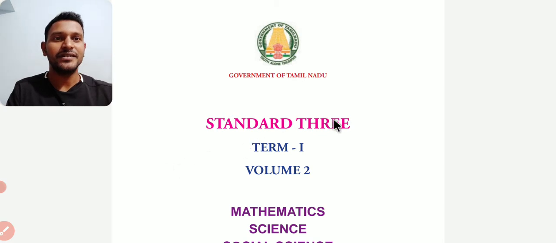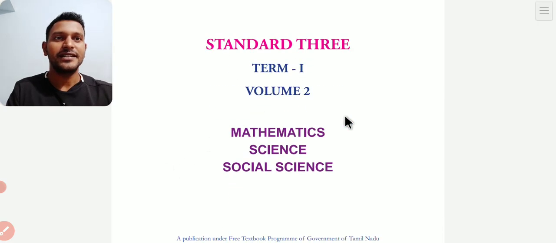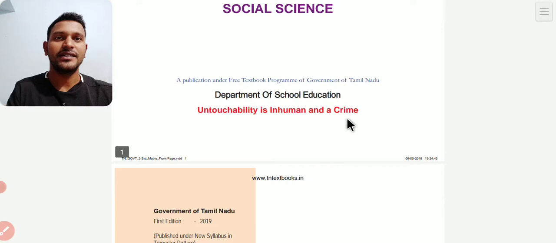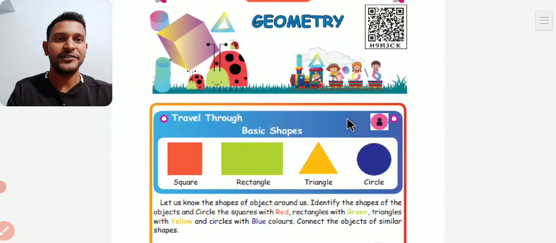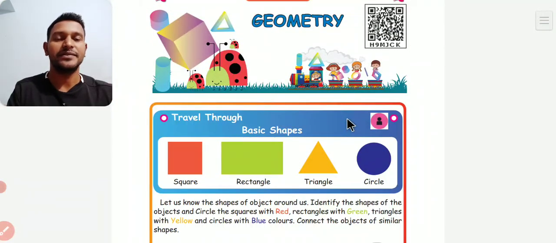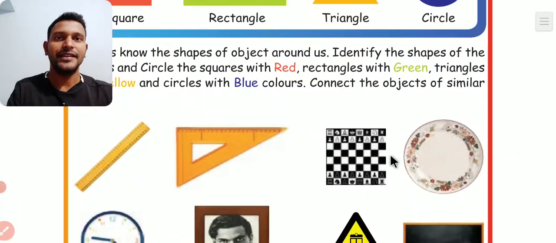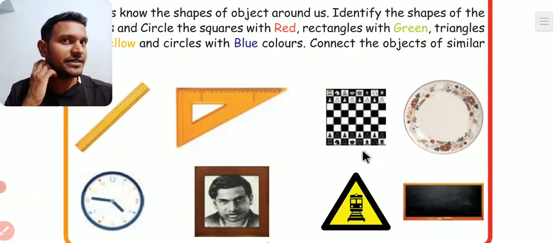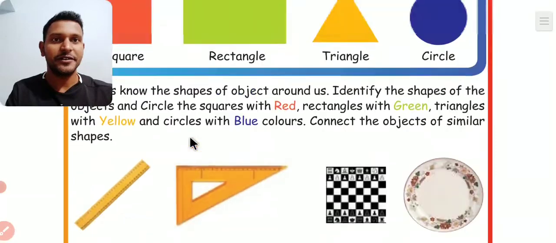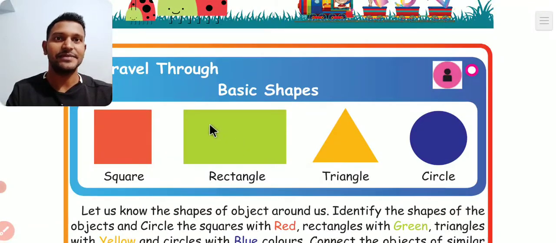Today we are going to see 3rd standard maths term 1. In this we are going to see the first unit, geometry. In geometry, they are giving first the basic shapes: square, rectangle, triangle, circle. Below, they are giving some objects. We have to match these objects to these shapes.